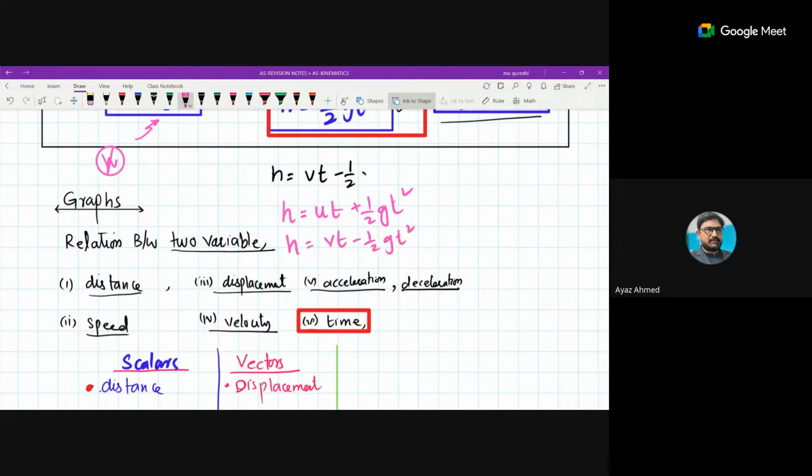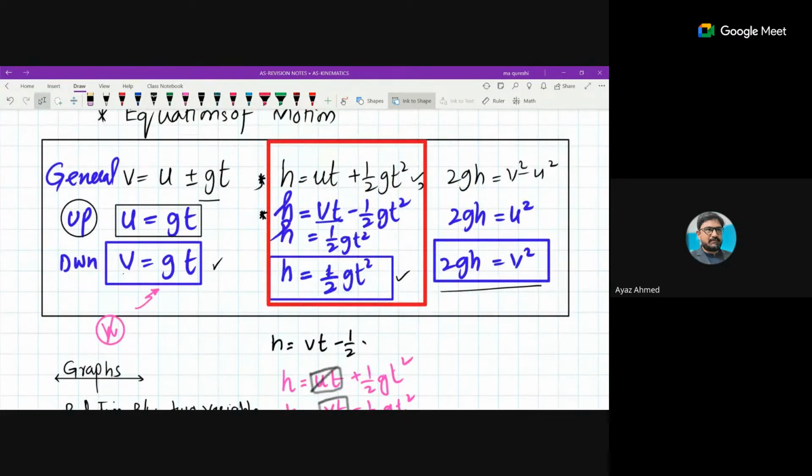These are the 2 points for your consideration. If the body is dropped, as I told you, this would be gone, so the equation shrinks to h equals 1 by 2 gt square. And if the final speed is 0, meaning the body is just thrown, then it would decelerate. So this negative and this negative will make it positive, so again the equation will shrink to 1 by 2 gt square, right?